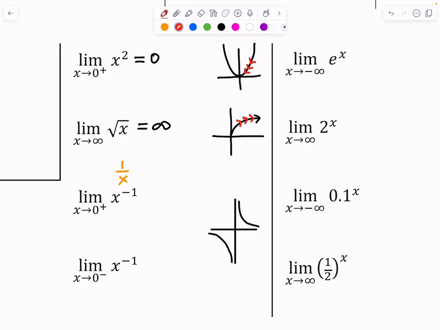It looks something like this in its entirety. As x approaches 0 from the right, the outputs approach infinity. But as x approaches 0 from the left, in this case, the outputs approach negative infinity.